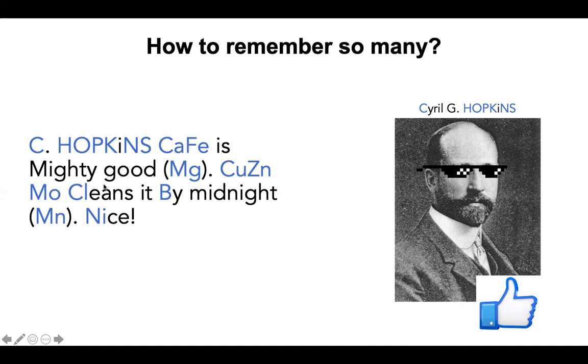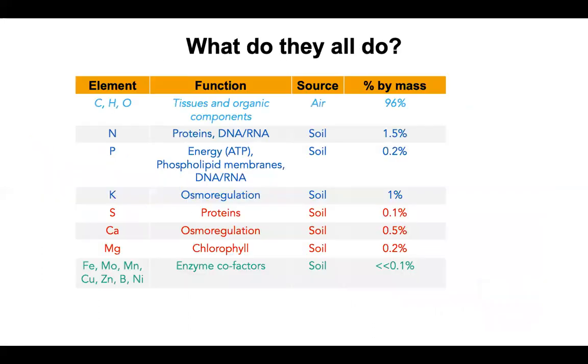Nice. So again, it's C. Hopkins Cafe is mighty good. Cousin Mo cleans it by midnight. Nice. Those are our 17 plant essential nutrients.